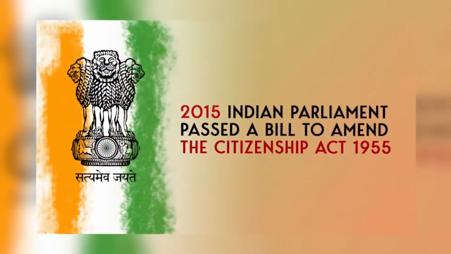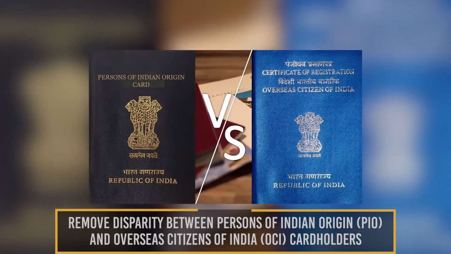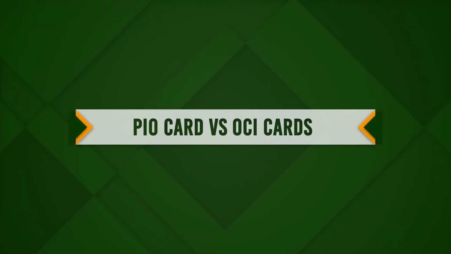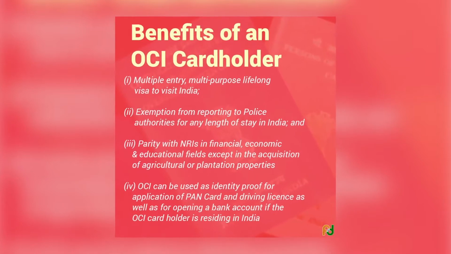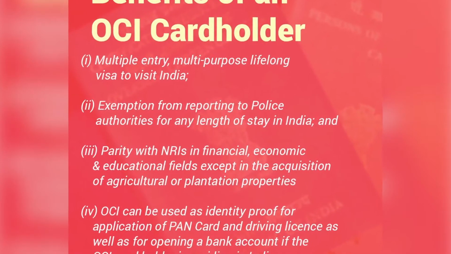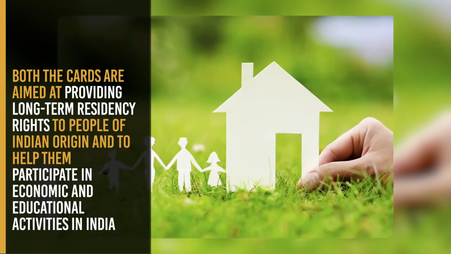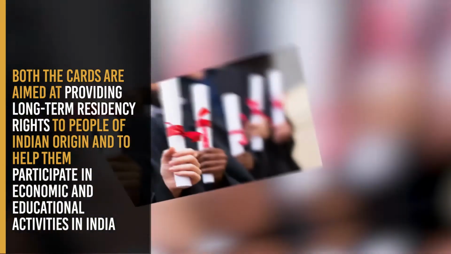In 2015, the Indian Parliament passed a bill to amend the Citizenship Act of 1955 to remove the disparity between persons of Indian origin and overseas citizens of India cardholders. Persons of Indian origin card versus the overseas citizen of India card. The merger of these two cards could make the PIO card holders also eligible for the benefits that are enjoyed by the OCI card holders. Both the cards are aimed at providing long-term residency rights to people of Indian origin and helping them participate in economic and educational activities in India.